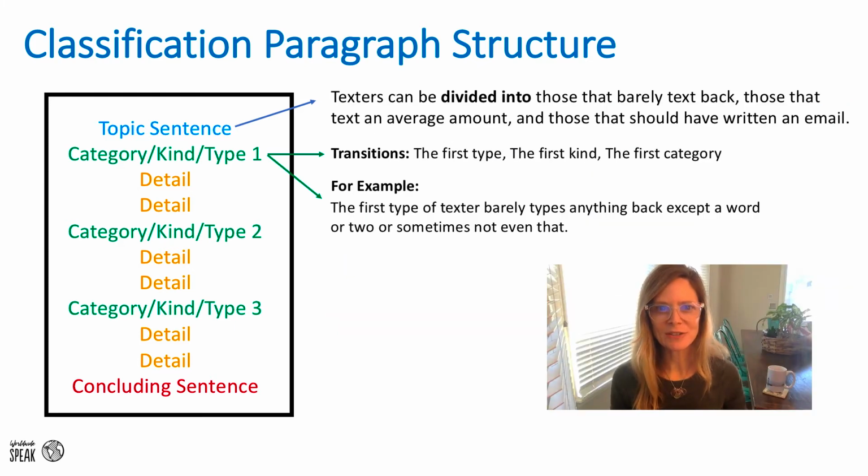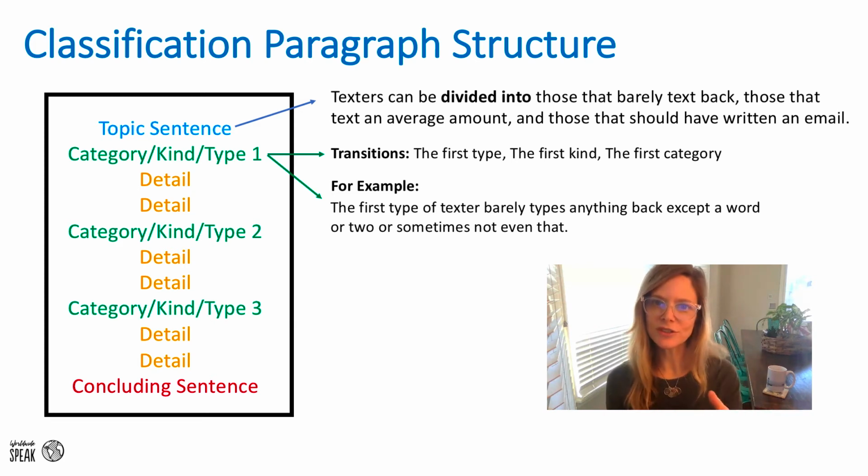Okay, moving on. So we have our topic sentence. Texters can be divided into those that barely text back, those that text an average amount, and those that should have written an email. That's the topic sentence we're going to go with for this paragraph. So the next thing you need to do is you need to tell the reader that you're going to talk about the first type of this topic, which are texters.